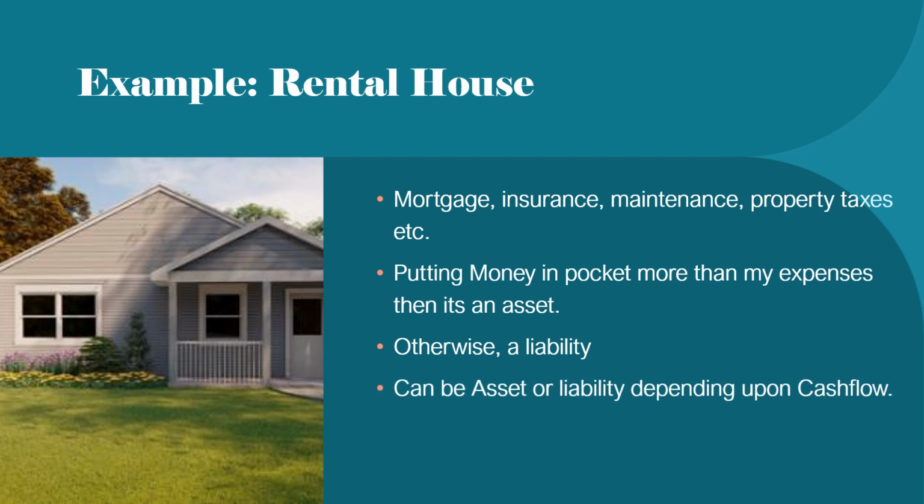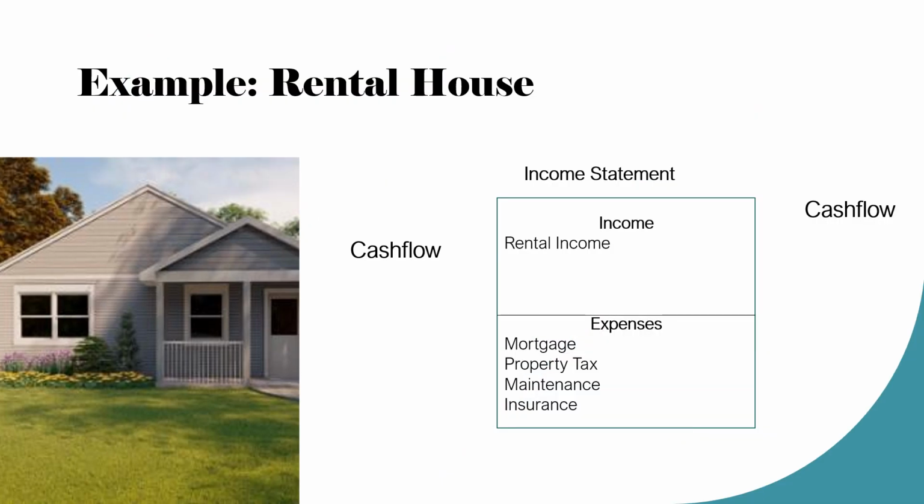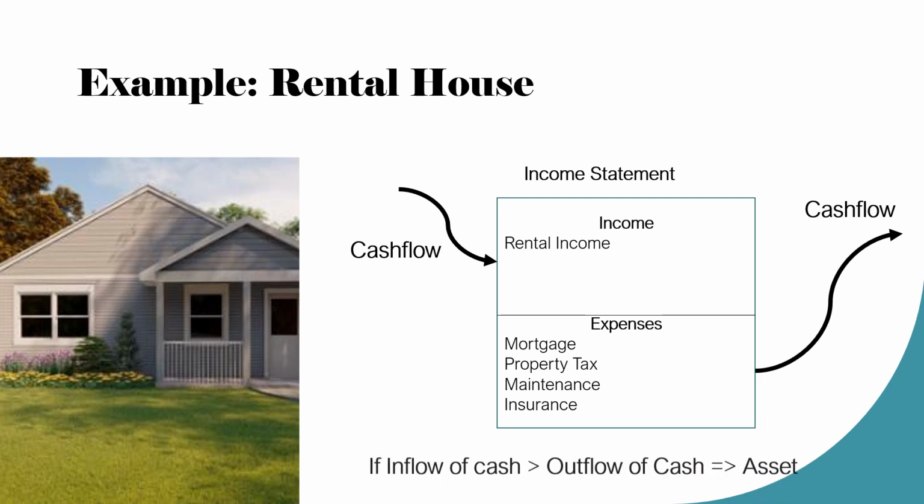Now, let's understand the income statement for the rental house. You still have the expenses generating the cash outflow, but you also have something in the income section generating cash inflow. Now, if it's greater than the outflow of cash, put it in the assets column, otherwise put it in the liabilities column. Let's take a car as an example.